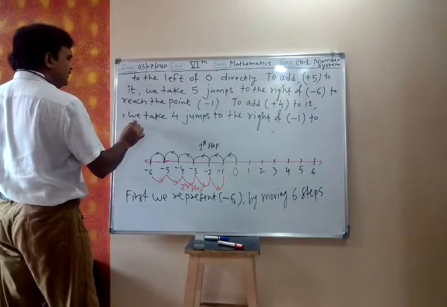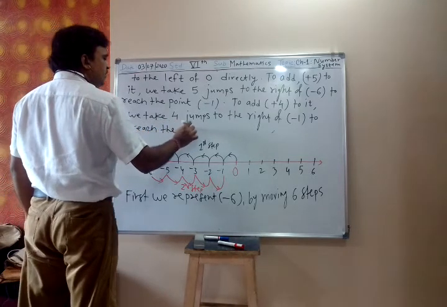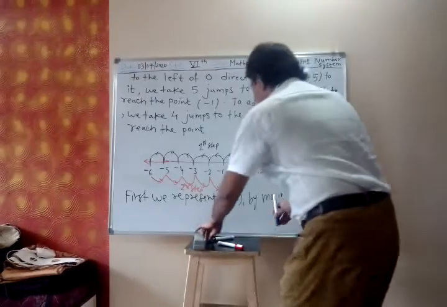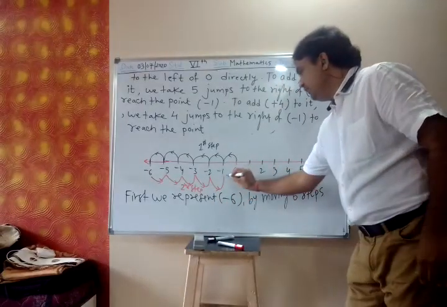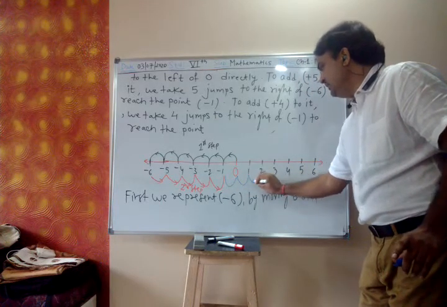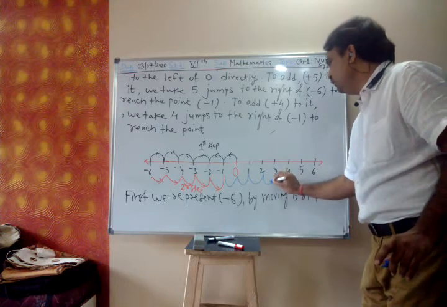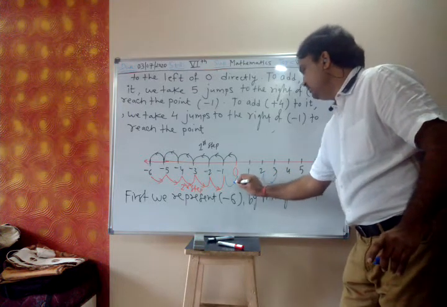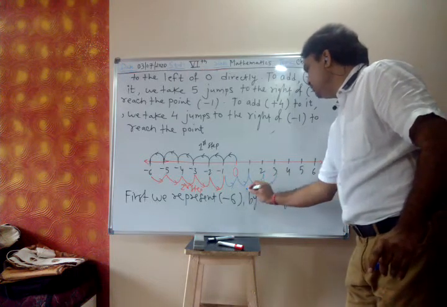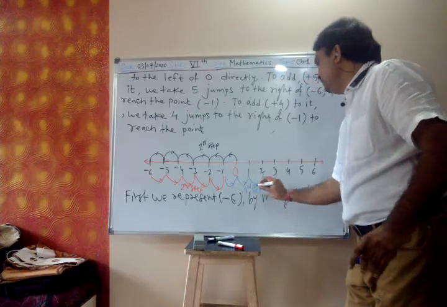To reach the point, we take 4 jumps to the right of minus 1. Minus 1 to 0, 1 jump. 0 to 1, second jump. 1 to 2, third jump. 2 to 3 is the fourth jump. So this is my third step.